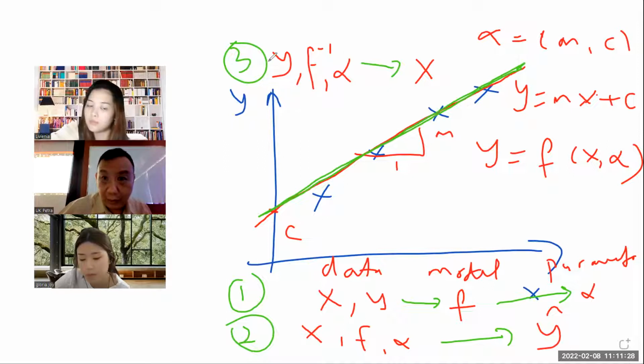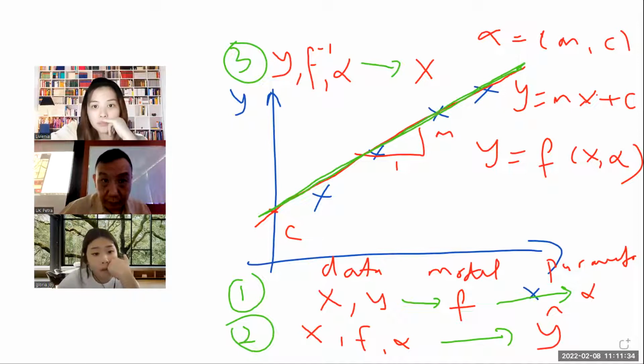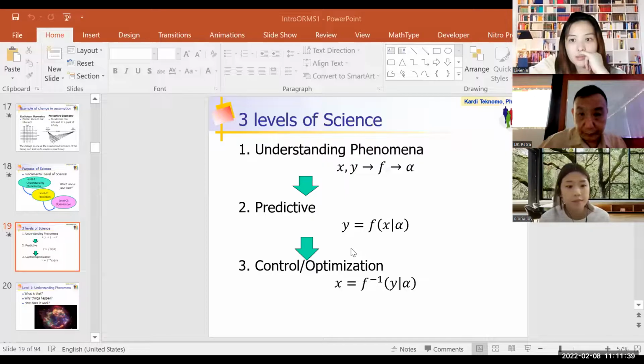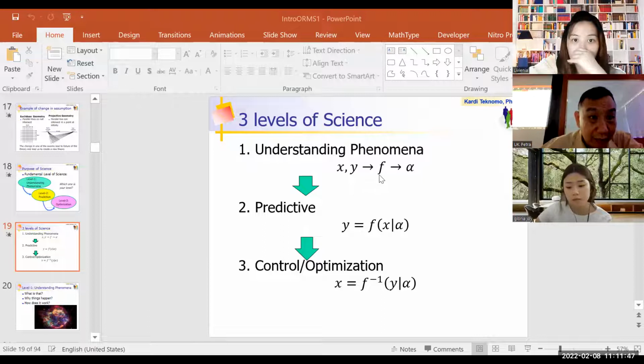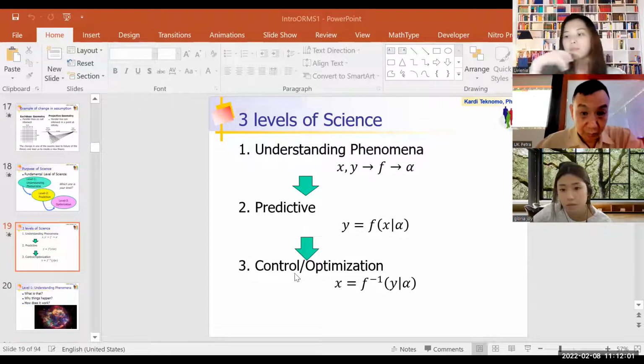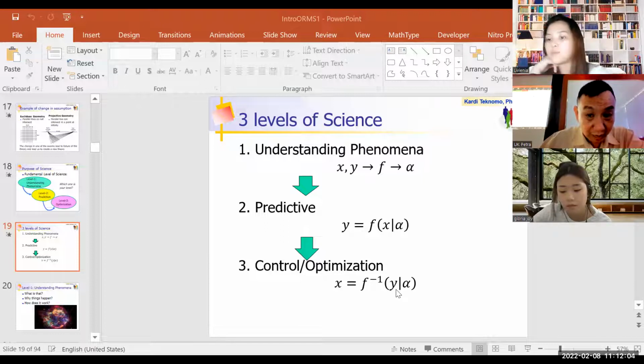Okay, let's go to the slide. You see here? In understanding phenomena, I have X and Y and the model F, and I will get the alpha. And then in prediction, I will have the X and alpha and F to get the Y. In optimization or control, I will have the inverse function and the Y and the alpha to get the X back.